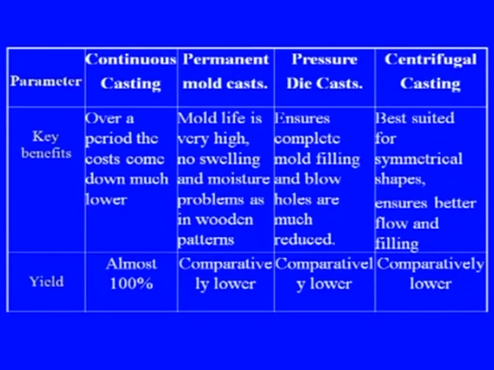If we see these processes cost wise, probably the continuous casting process is the costliest one among these 4, then permanent mold casting is relatively cheaper, then pressure die casting is relatively costlier than permanent mold casting, and centrifugal casting is relatively costlier than permanent mold casting. However, continuous casting process is the costliest among these 4. Now, as far as the key benefits are concerned, the continuous casting process can be used over a period and the cost comes down much lower; although we have seen this is the costliest one, over the years the cost comes down.